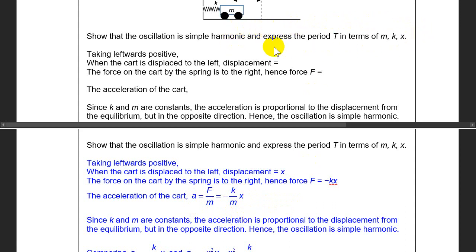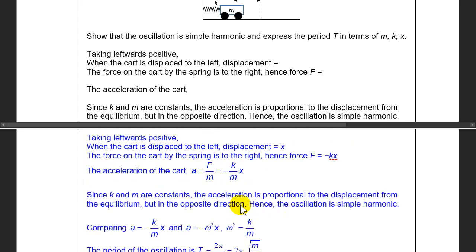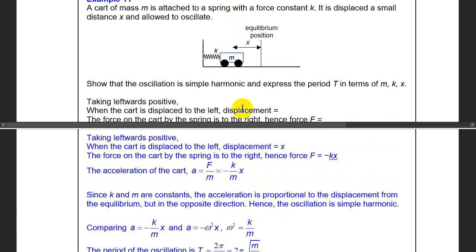Next, the second part of the question: hence express the period T in terms of m, k, and x. Once you get the equation a equals minus something times x, this something is going to be our omega squared. So we equate k over m as our omega squared. We know that the period is 2 pi over omega, so T equals 2 pi times the square root of m over k. Okay, so that's the answer for example 11.